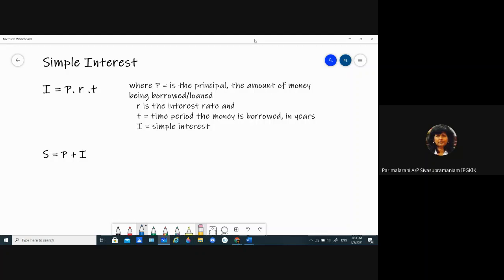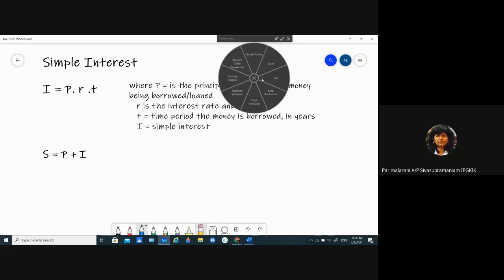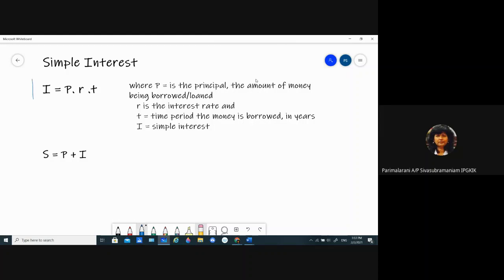Okay, so which formula are we going to use to calculate the interest? This is the formula. Interest is I. I is equal to P multiplied by R multiplied by T. P is the principal amount. R is the interest rate. T is the time period in years. This is very important. T is the time period in years. I is the simple interest.